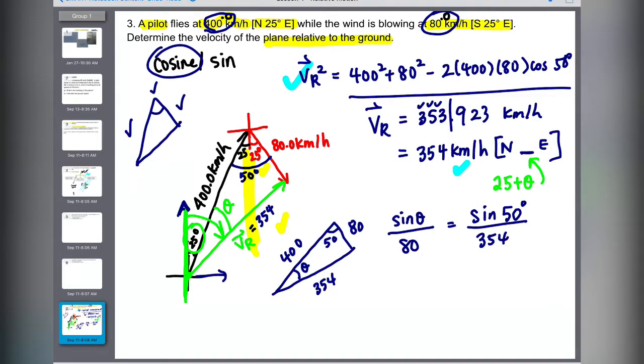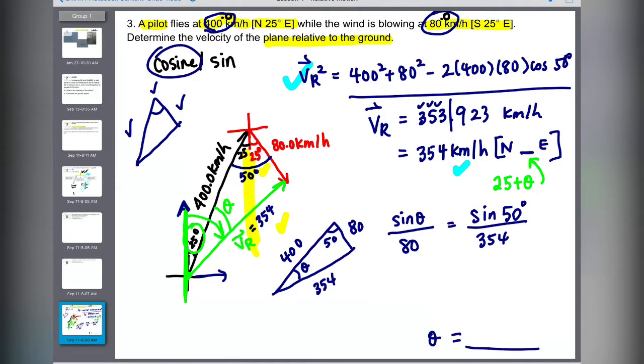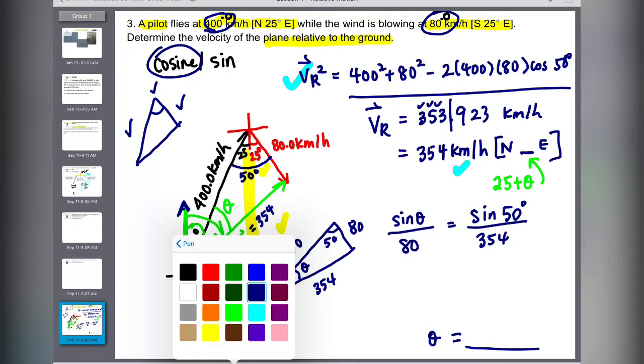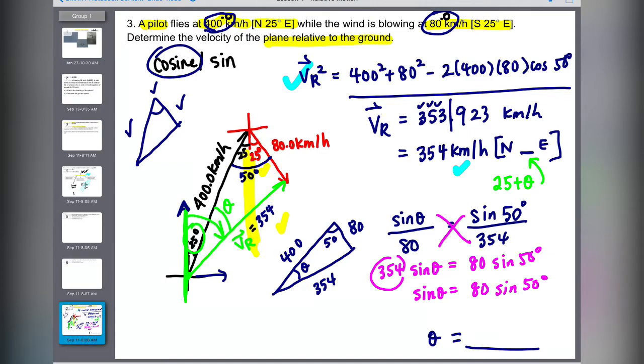Okay, so when I have sine law, I do the cross multiplying. I'm going to change the color. You don't have to write it down. Honestly, you can literally punch it in the calculator and just tell me what is angle theta. Just punch it in, but I'm just going to show the steps just to make sure people are on board. I'm going to change it to this light color. So I need to cross multiply, meaning 354 times the sine of theta is equals to 80 times the sine of 50. To get sine theta on its own, I'm going to have to divide both sides by the 354. So sine theta equals to 80 sine of 50 degree divided by 354.